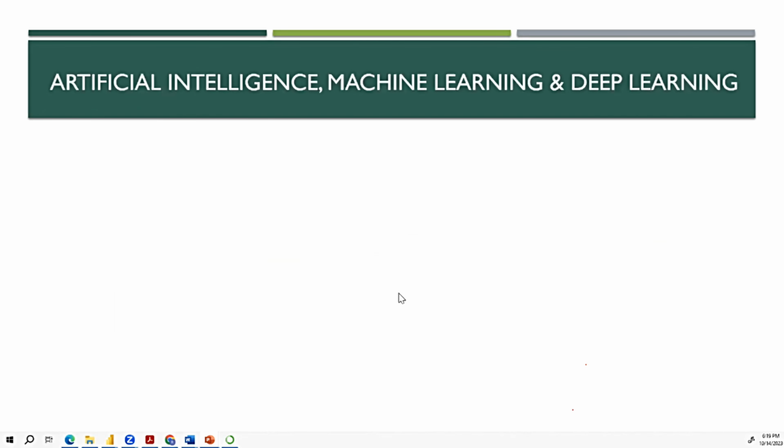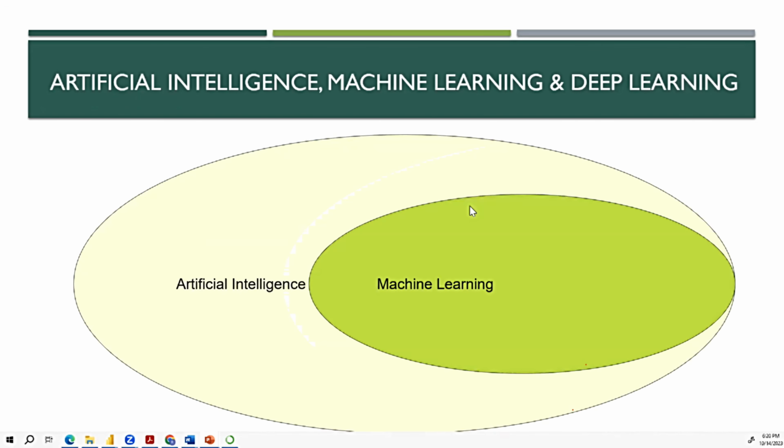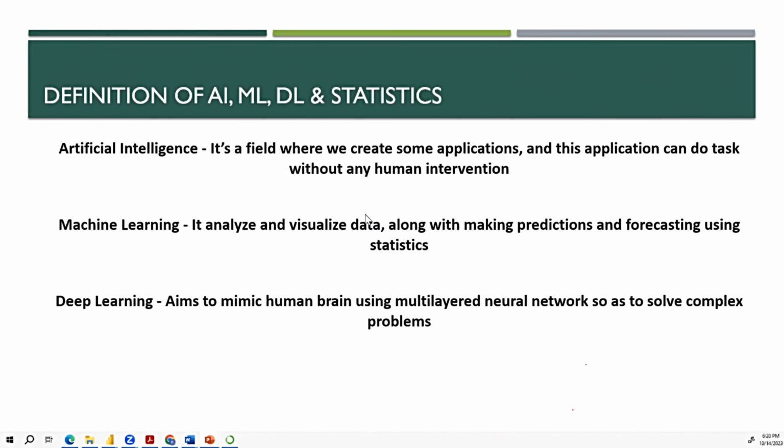Okay, now you need to understand the link between artificial intelligence, machine learning, and deep learning. Artificial intelligence is a wide area, and machine learning is a part of it. And deep learning is a part of machine learning. So they are interlinked to each other. Artificial intelligence is a kind of technology where a machine or an application can do its work on its own without any human intervention. In machine learning, we are doing prediction, forecasting things, and finding patterns with the help of statistical tools and models.